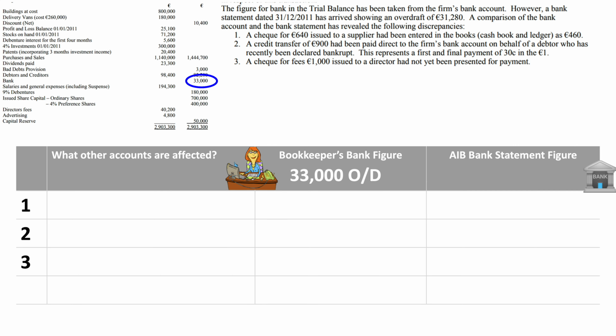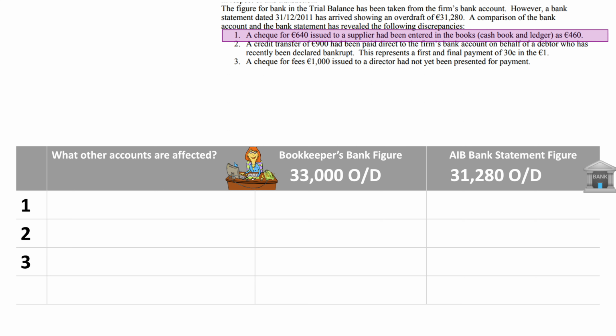So we have bank on the credit side, 33,000 overdraft, and we have overdraft on AIB's bank statement, 31,280 euro there. So the comparison of both has shown the following discrepancies. Number 1, a cheque for 640 issued to a supplier had been entered in the books, cash book and ledger, as €460. So let's take a look at what it should have been.